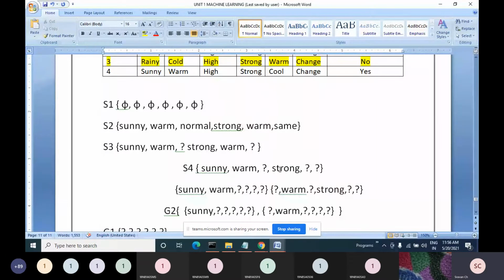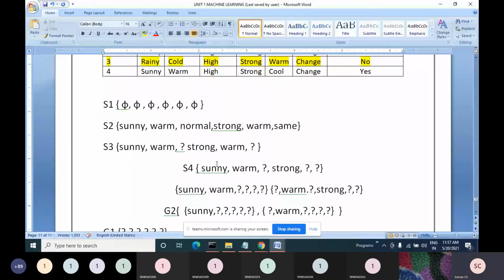Instead of strong, I can write a question mark also, because the most generic solution allows a question mark here. So this will become one more hypothesis. Similarly, warm and strong I will retain. First, sunny is there, no? I'll try to replace sunny with a question mark.